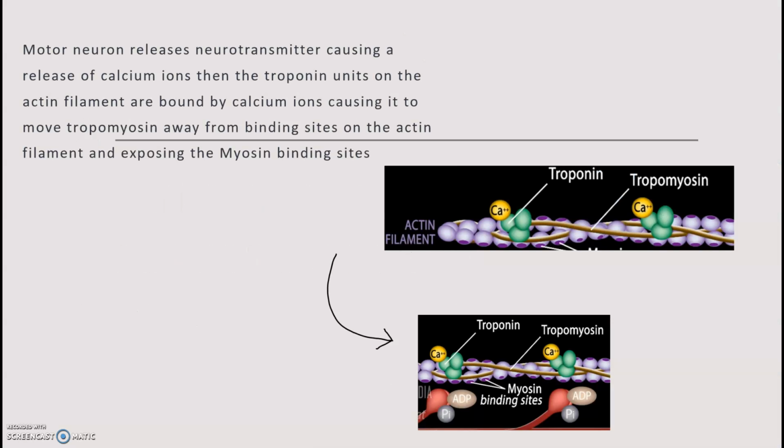Firstly, the motor neuron releases neurotransmitter causing a release of calcium ions. Then the troponin units on the actin filament are bound by calcium ions, causing it to move tropomyosin away from binding sites on the actin filaments, exposing the myosin binding sites.